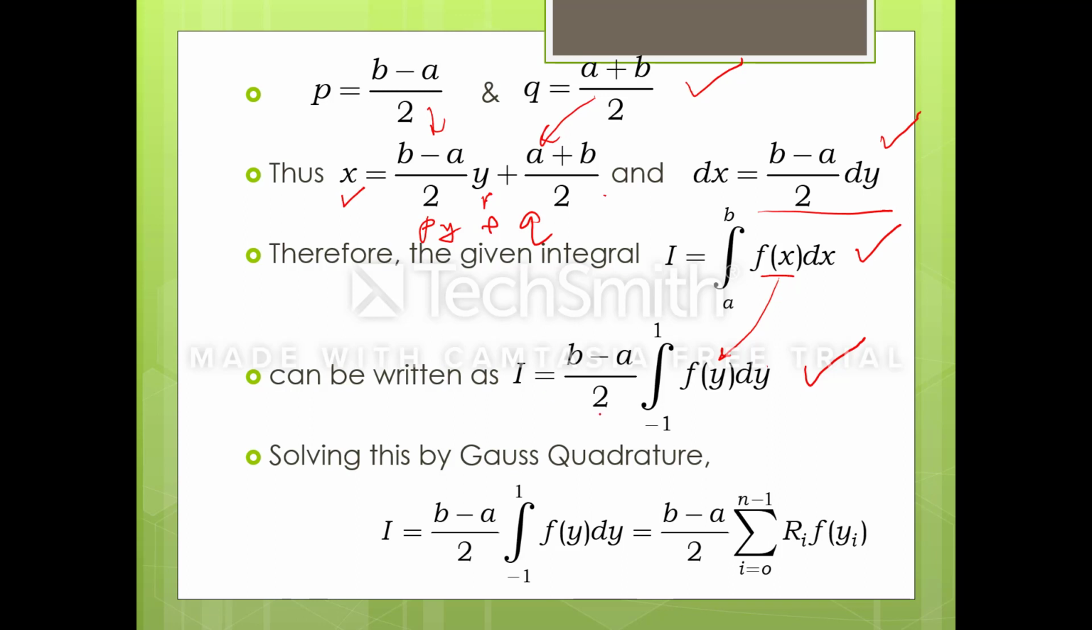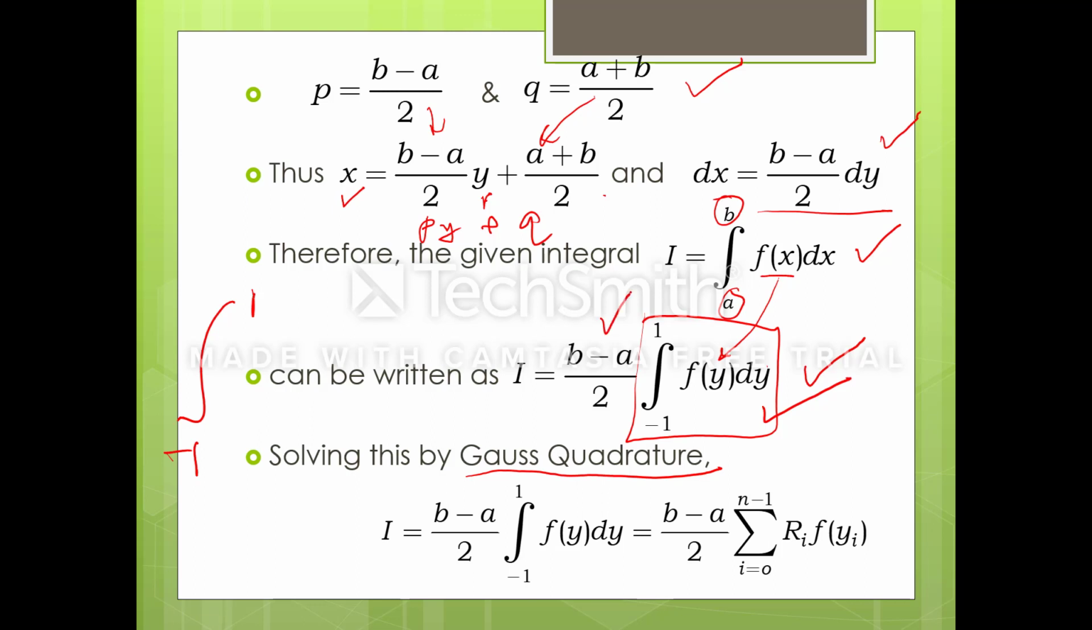So this is a constant. It is obtained from the limits of integration, (b minus a) by 2, and that is a common factor, and the integral of this one is to be evaluated. So in Gauss quadrature, we can evaluate only this type of integrals, which are to be evaluated from minus 1 to plus 1. Whatever may be the given integral, whatever may be the limits of integration, it is to be modified, and that modification can be implemented like this.